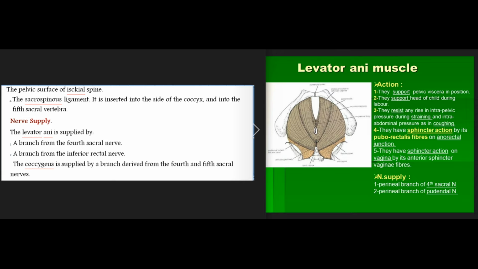Nerve supply. The levator ani is supplied by 1. A branch from the fourth sacral nerve. 2. A branch from the inferior rectal nerve. The coccygeus is supplied by a branch derived from the fourth and fifth sacral nerves.